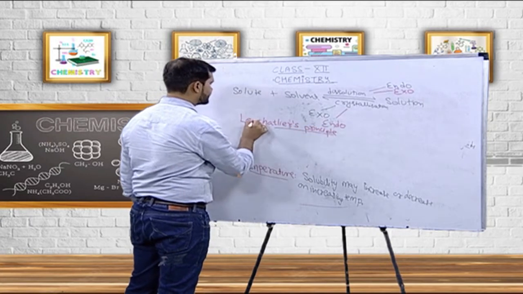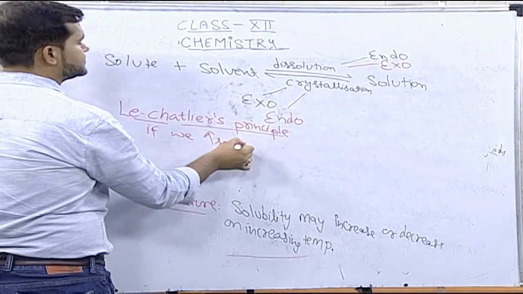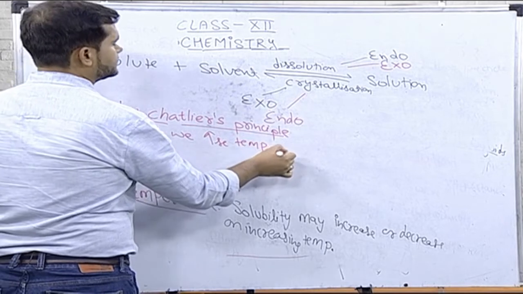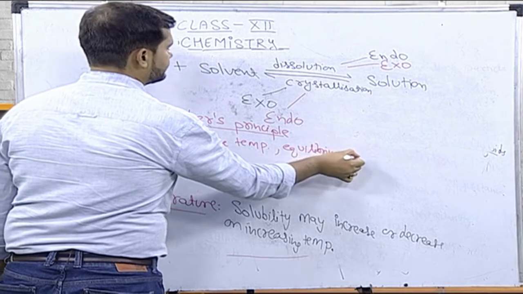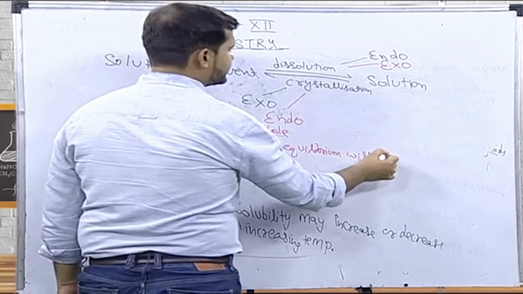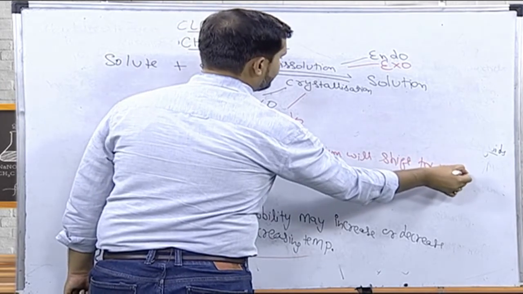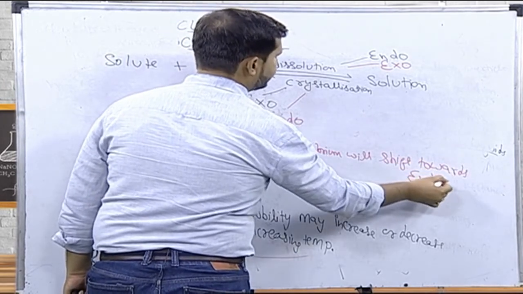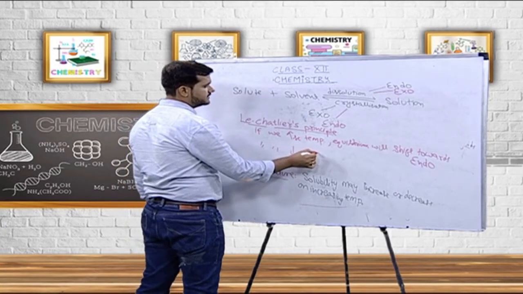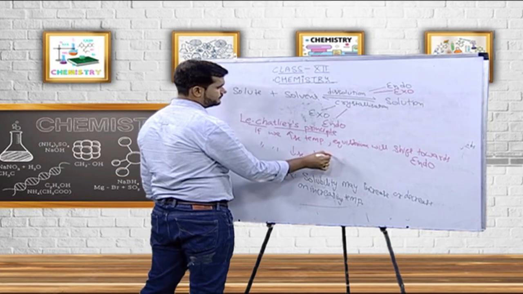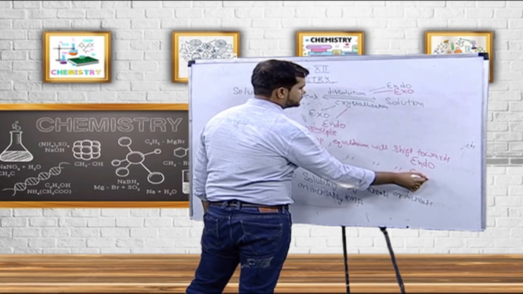According to the Le-Chatelier's principle, if we increase temperature, then equilibrium will shift towards what? Endothermic side. Okay, and if we decrease the temperature, then equilibrium will shift towards exothermic.